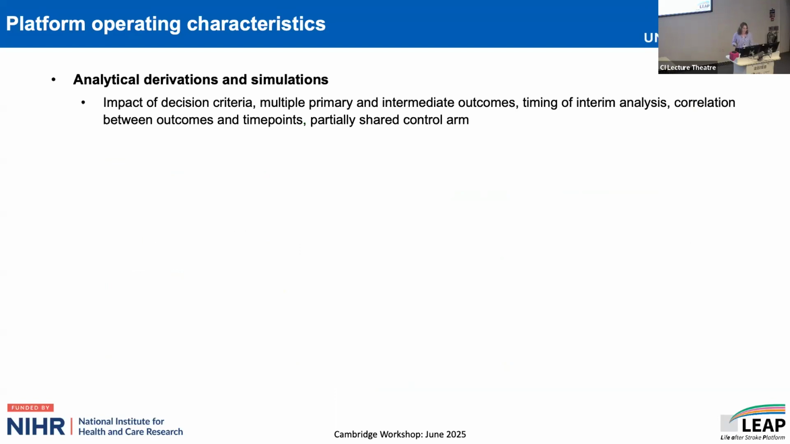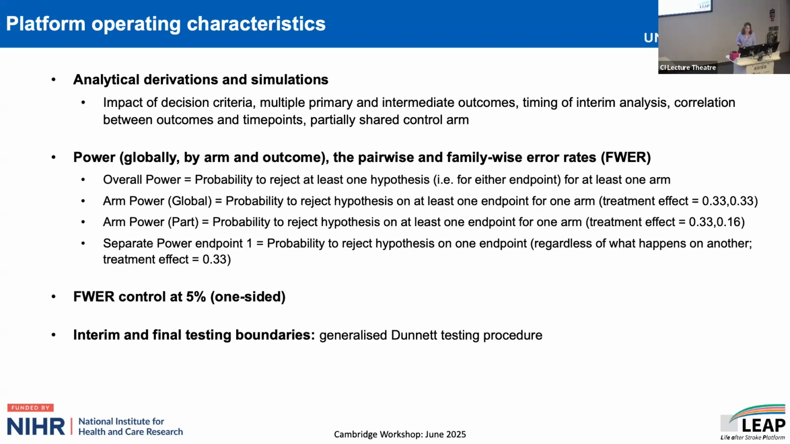So we were then supported by the Cambridge team, who undertook simulations and analytical derivations to establish how these various design decisions would affect the platform operating characteristics. And they included the power according to different specifications as shown on the screen. So if an intervention was truly efficacious, would we have the power to detect and reach that conclusion? And also the pairwise and family-wise error rate, so controlling our probability of making a false positive claim. And also supporting us in terms of interpreting our interim and final testing boundaries.